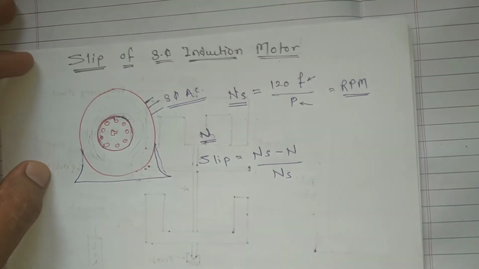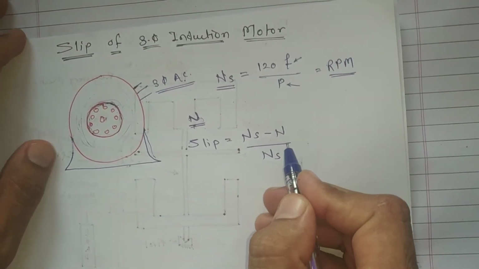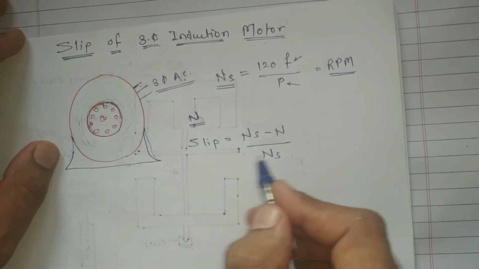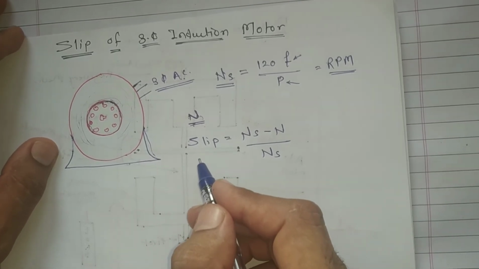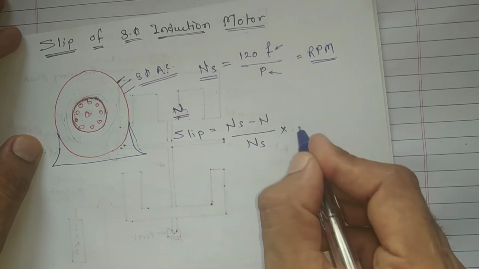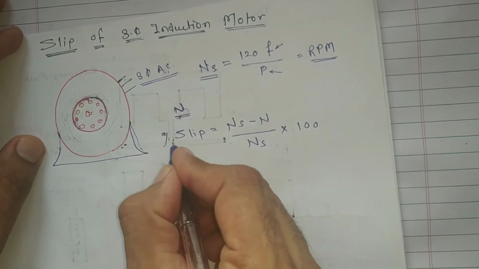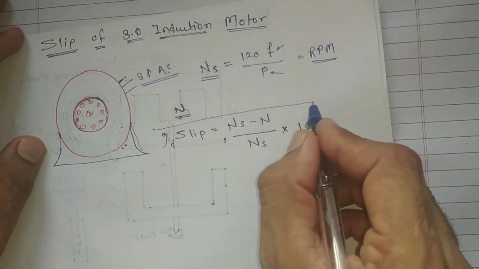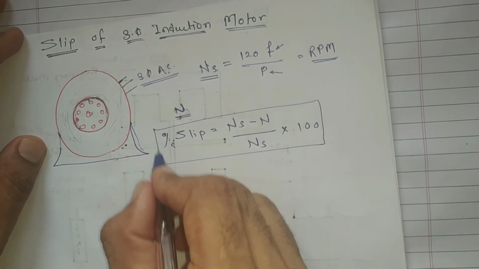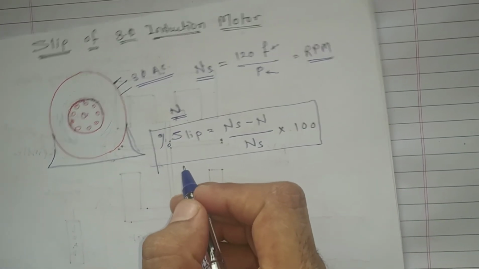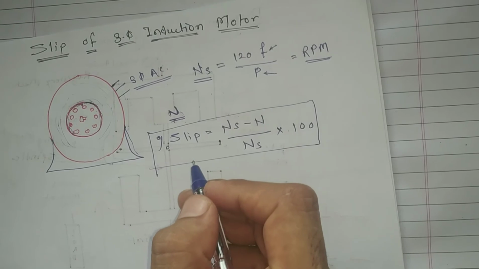So the difference between synchronous speed and the actual speed, with respect to synchronous speed, is known as slip, and we always calculate it in percentage. So multiply by 100. Always remember, the value of slip is always in percentage. You will never get it in any other form.